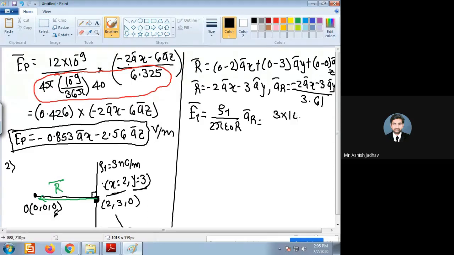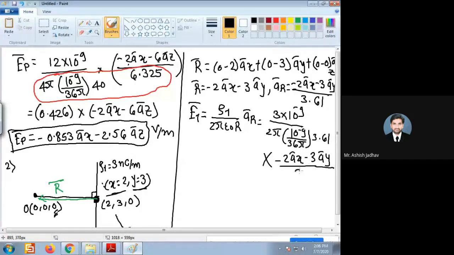So 3 into 10 raised to minus 9 upon 2 pi into epsilon naught, which is 10 raised to minus 9 upon 36 pi, into 3.61, into the unit vector, which is minus 2 a bar x minus 3 a bar y divided by 3.61. Yes, 3.61.